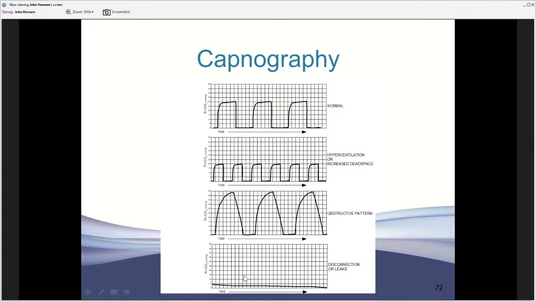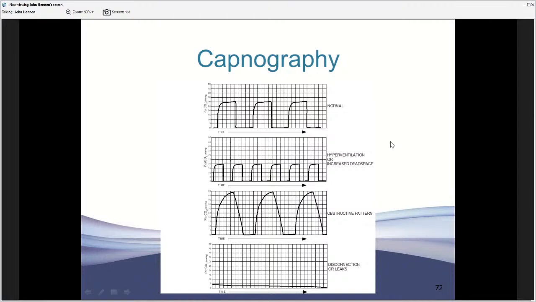The next one down is an example of what it may look like if you have a leak. And again, you notice that it's just a straight line. There's no waveforms that would indicate a respiratory pattern. So you need to verify that the patient is either still breathing or that they are actually still connected to the device. All right, so those are a couple of waveforms that you need to be familiar with.